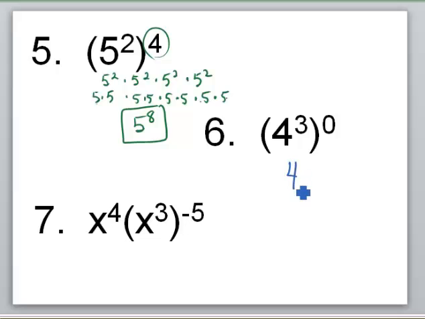We're going to say this is 4 to the 3 times 0. 3 times 0 is 0, and I know 4 to the 0 power then is 1.